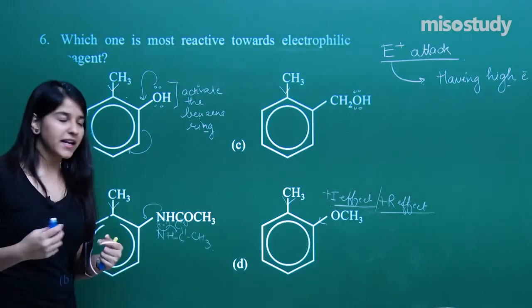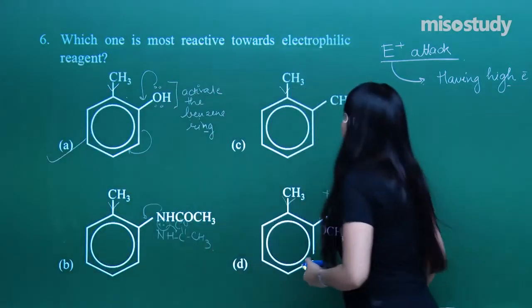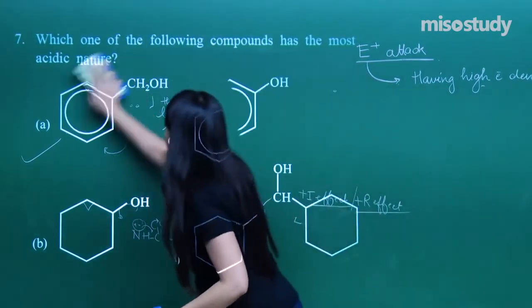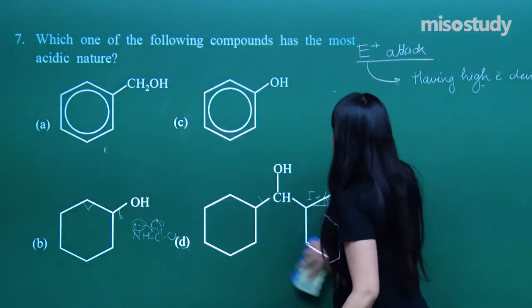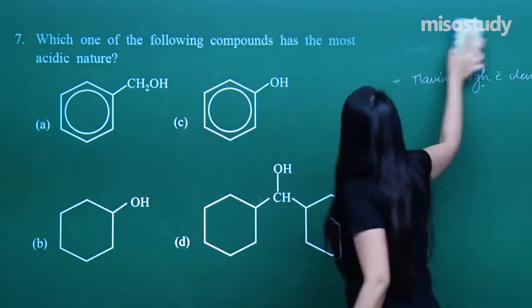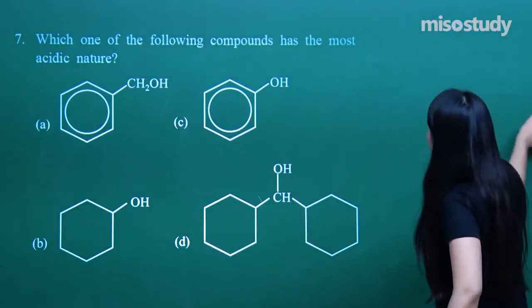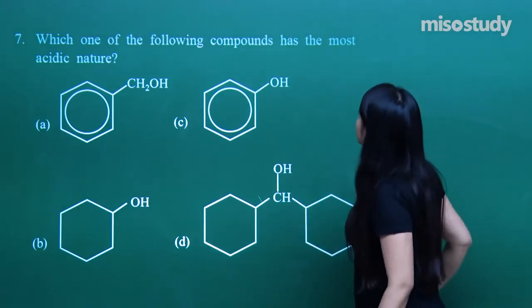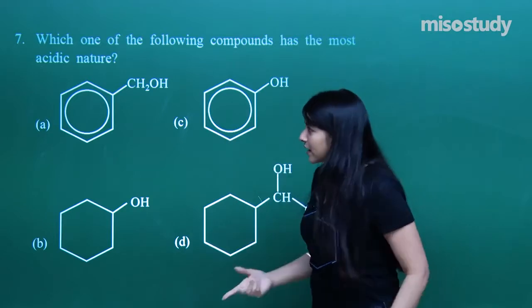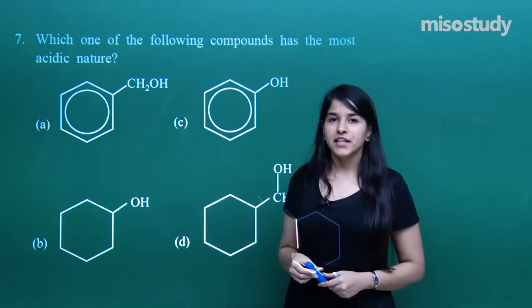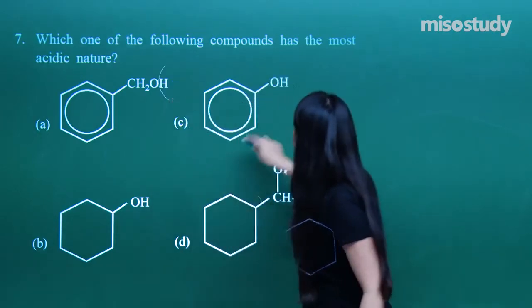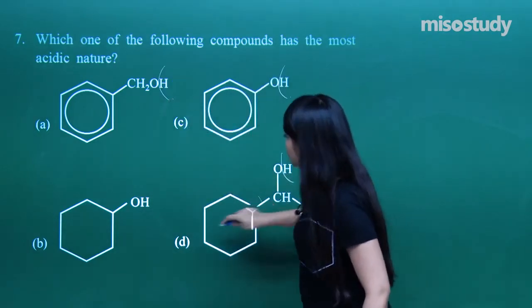Let's move on to the next question. So what is the question? Next, let me just rub that off. Now what do we have over here? Again I need to find out which one of the following compounds has the most acidic nature. So again, for the acidic nature, I need to check whether the H plus can go off easily or not. These H plus I am talking about.